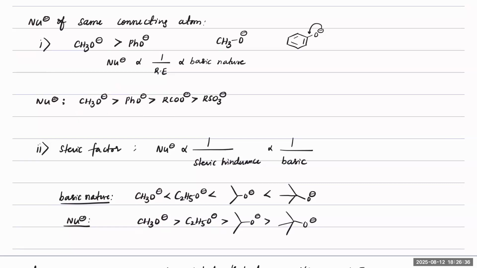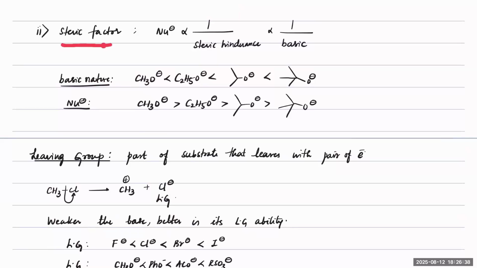Understood? Yes, sir. Next, steric factor. Check out the steric factor here. Nucleophilicity is inversely proportional to steric factor or steric hindrance. It is also inversely proportional to the basic nature. So you can see CH3O minus, C2H5O minus, the alkoxides here, and tert-butoxide here. If you compare these, tert-butoxide has the more basic nature. Correct?